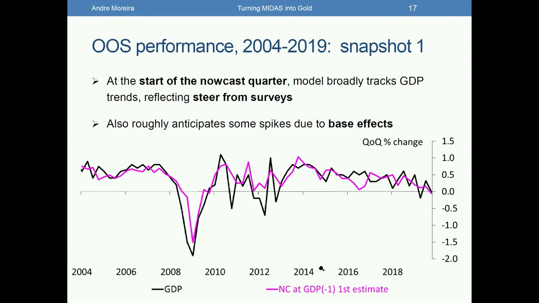So this is at the very start when the previous quarter's quarterly GDP gets released. So you kind of see, it tracks the broad trend. It even kind of anticipates some of the spikes here, and that's because the lagged monthly GDP data from the previous quarter, it captures some of the base effects there. But of course, there's still some very large errors. UK GDP has quite a bit of volatility to it.